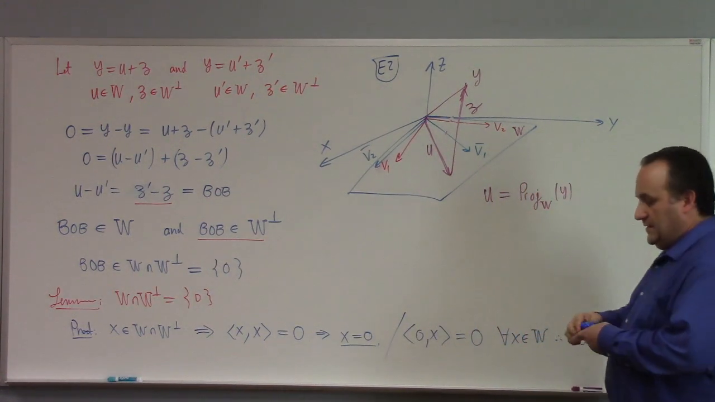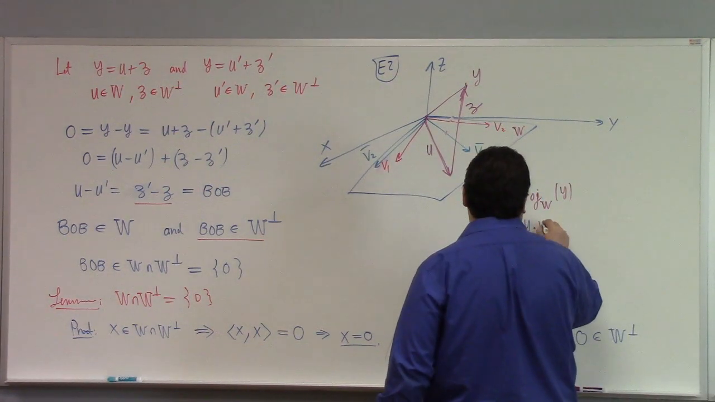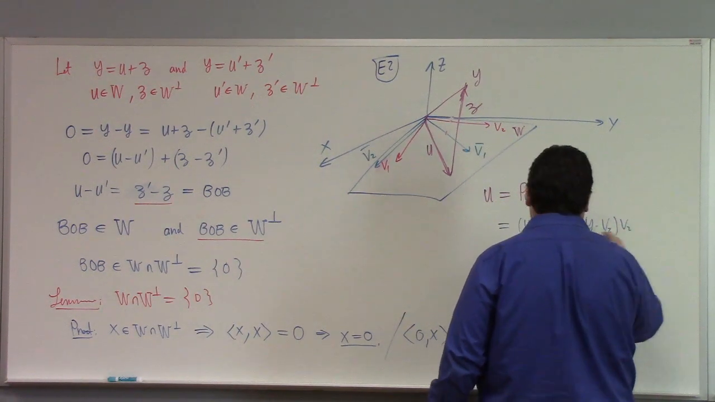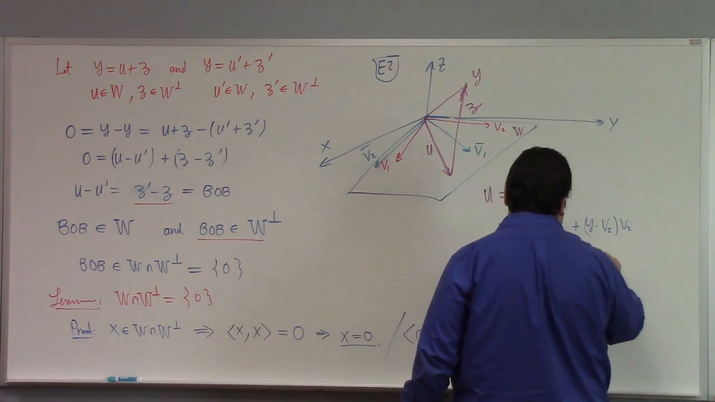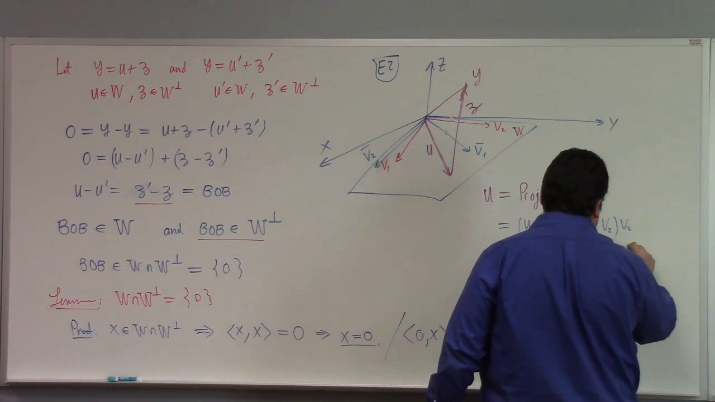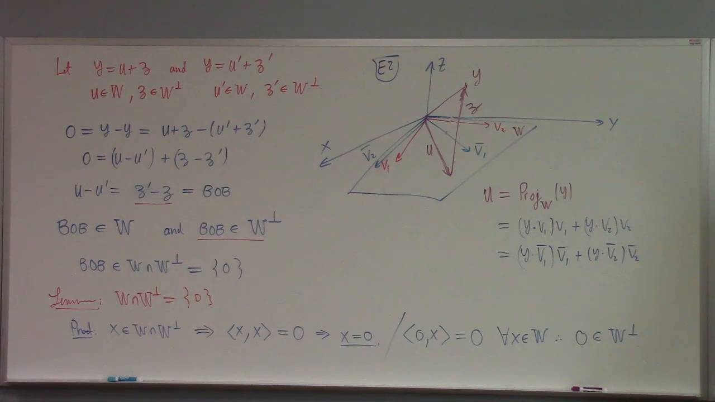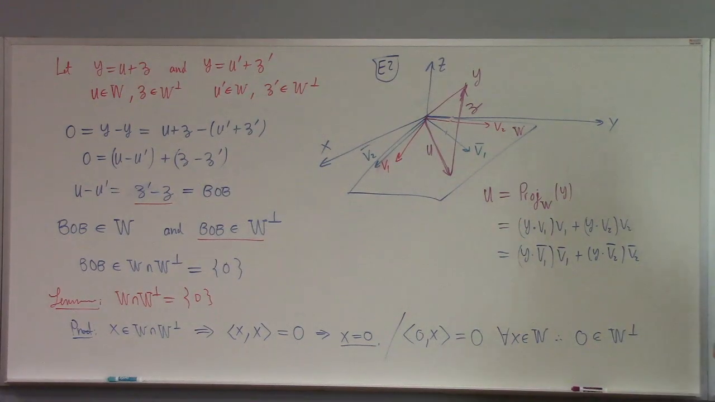I can either write it as y dot v1 v1 plus y dot v2 v2, or I can write it as y dot v bar 1 v bar 1 plus y dot v bar 2 v bar 2. And those have to be equal because it's unique, independent of my choice of basis for the subspace. This proof does this not just in 3 dimensions, but in any finite dimensional subspace, possibly of an infinite dimensional space.